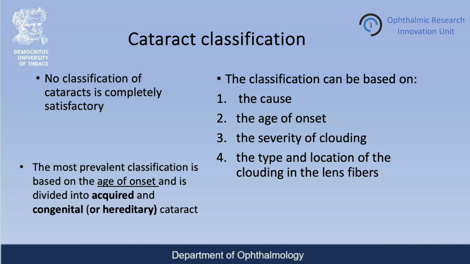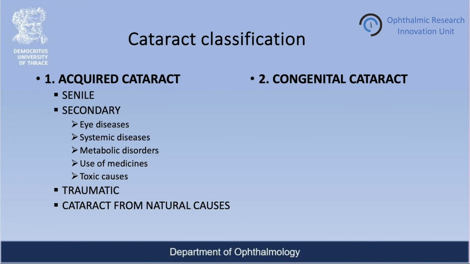The most prevalent classification is based on the age of onset and is divided into acquired and congenital or hereditary cataract. A cataract that appears after birth is acquired and may be associated with aging, known as senile cataract, which is the most commonly encountered form, or may be secondary and associated with eye diseases, systemic diseases, metabolic disorders, use of medicines, toxic causes, or trauma. In contrast, a cataract being present at birth is congenital or hereditary.